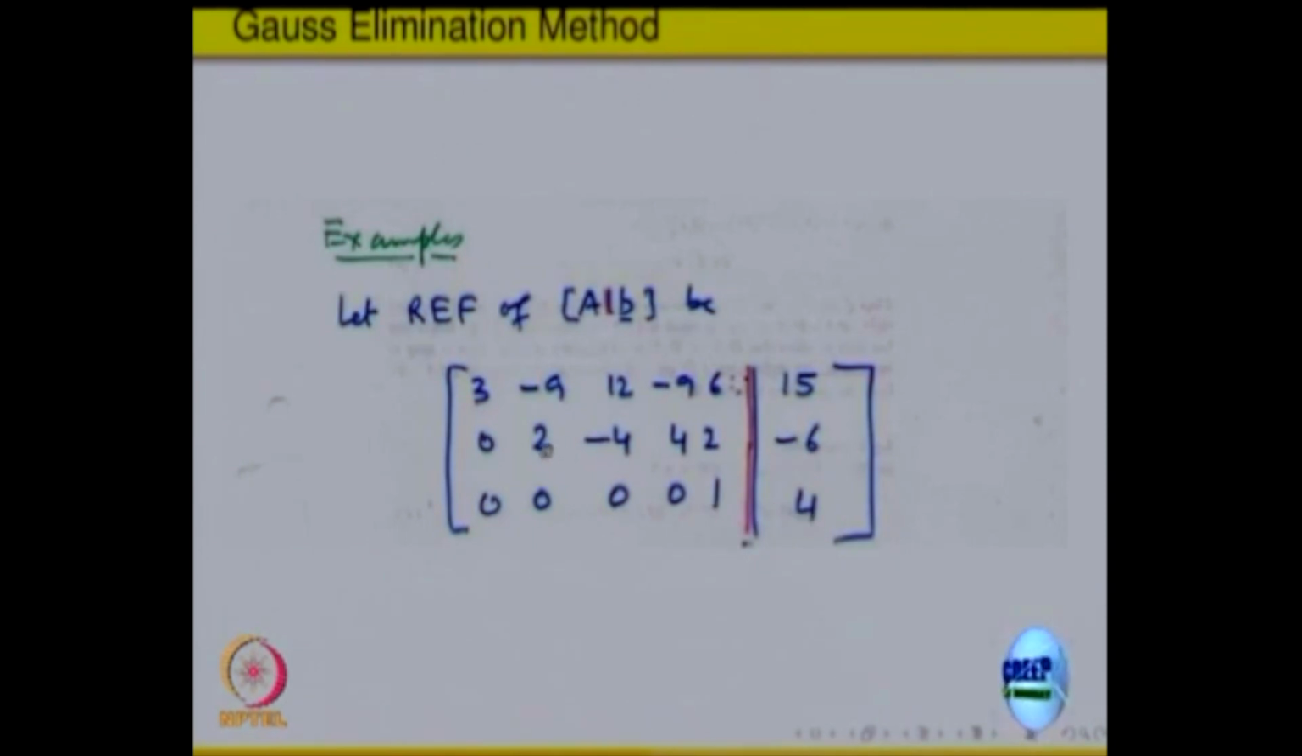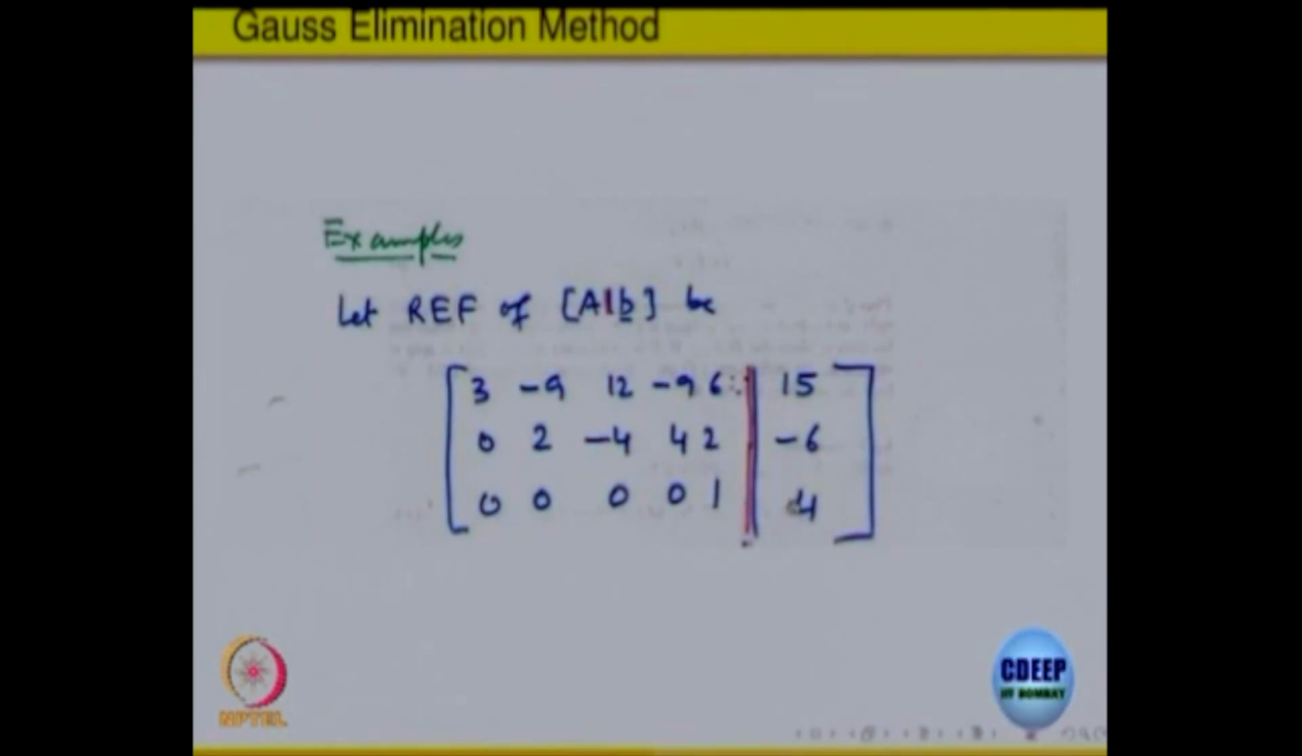What is this equation? This is coming from x2: 2x2 minus 4x3 plus 4x4 plus 2x5 = minus 6. And this gives you 3x1 minus 9x2 plus 12x3 minus 9x4 plus 6x5 = 15. So your new system is that one. x5 = 4, so the value is already known now. That value I can put in this equation.